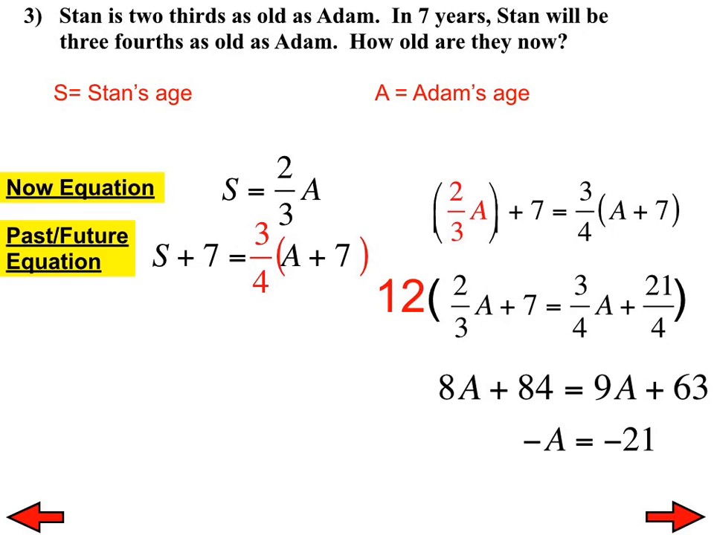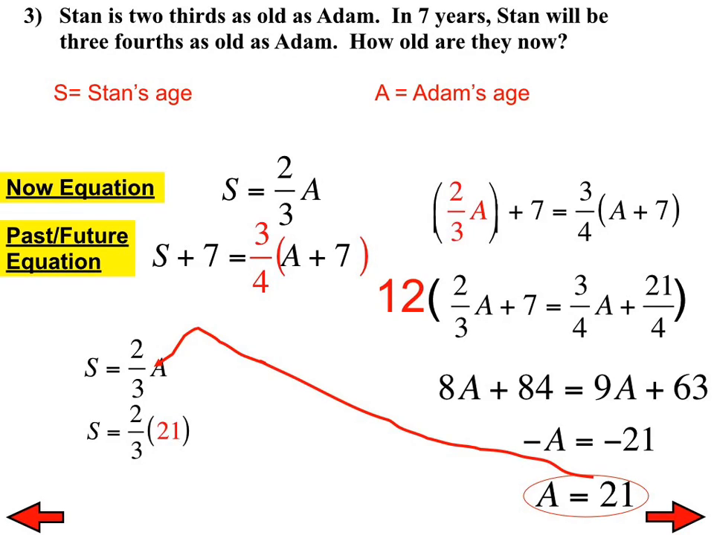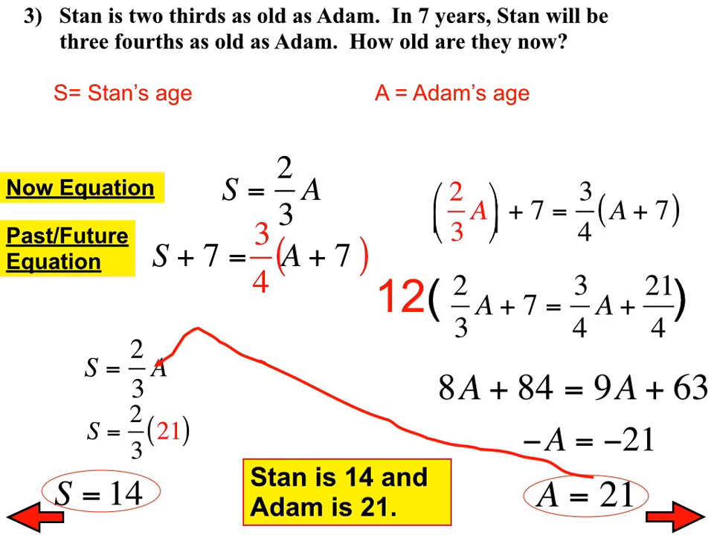And so at this point, we solve for A. We get A equals 21, so that means Adam is 21. And go back to S equals 2/3 A, and 2/3 times 21 is 14. So Stan is 14, and Adam is 21. All right, so now let's go to number 4. And I want everybody to read number 4. And what's different about number 4 compared to perhaps number 1, 2, and 3?